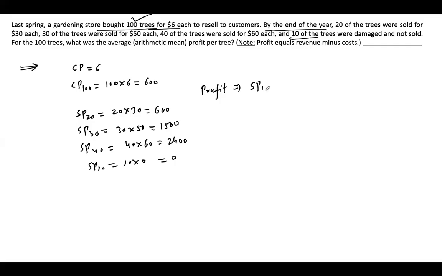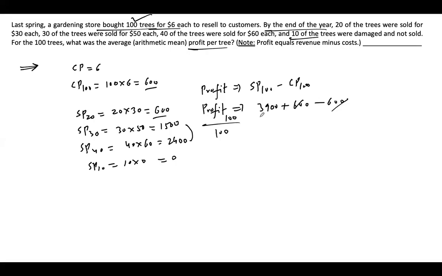Selling price of 100 minus cost price of 100. Yes. This is 3900 plus 600, minus 600. So this is profit for how many trees? 100 trees. The profit per tree would be? 33. No, sorry, 39.